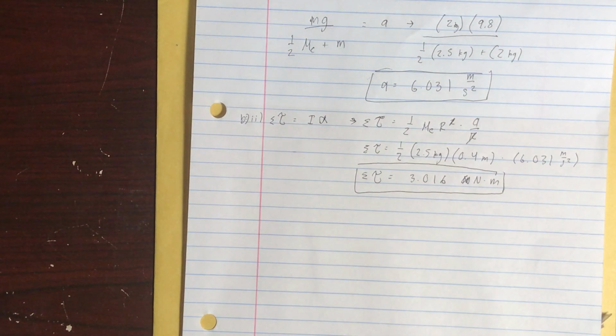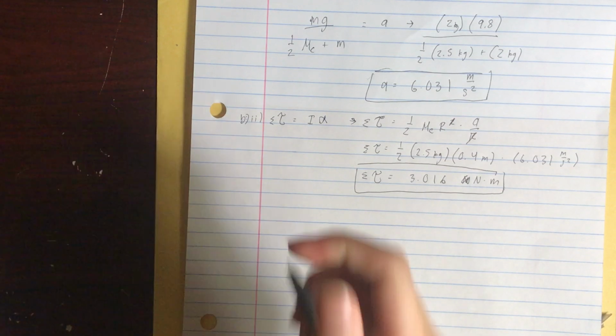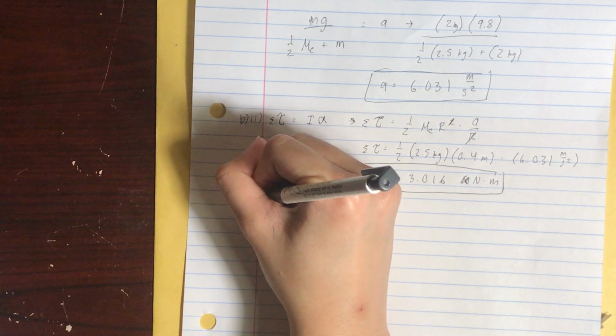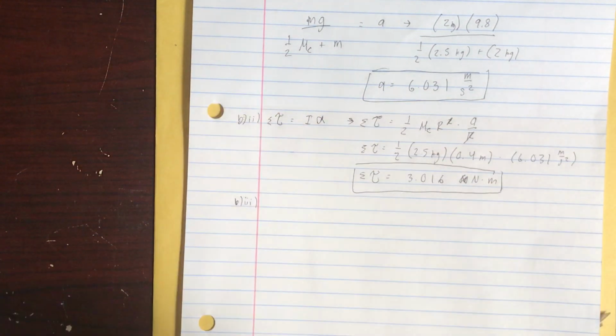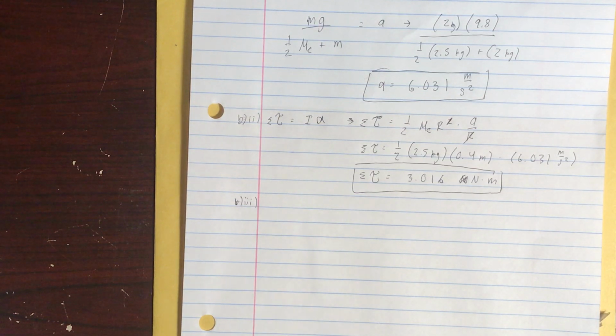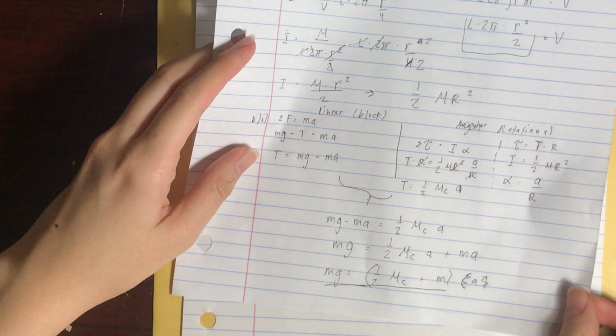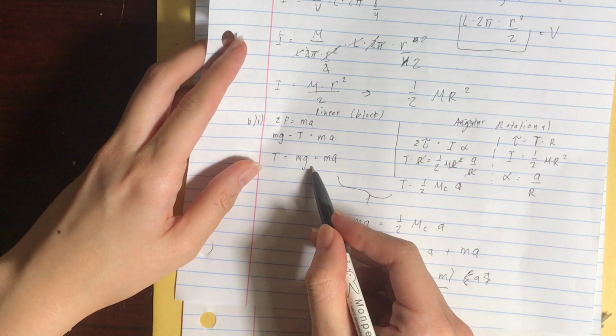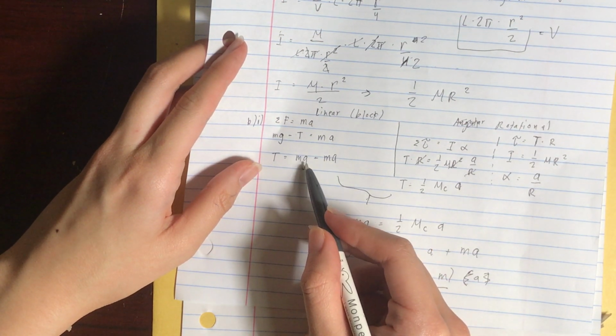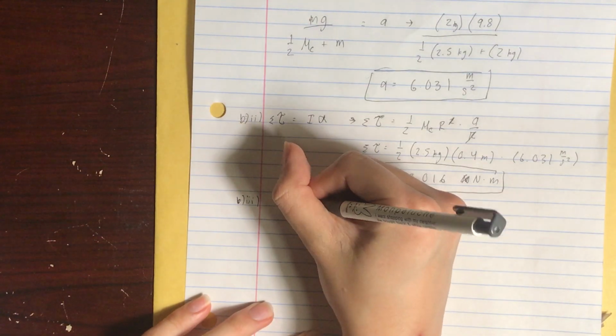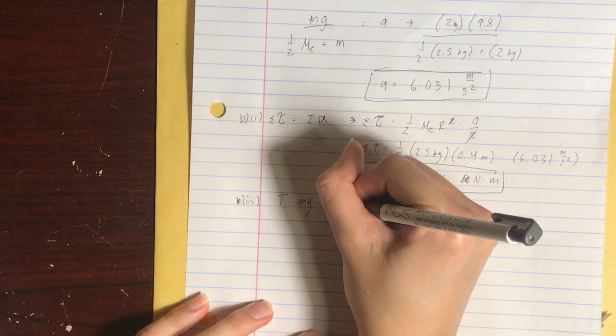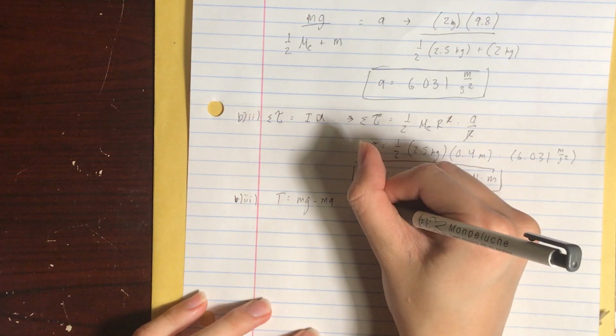And then for part B3, it's asking us to find the tension in the string. We also already have a relationship for that, which is T equals mg, the mass of the block times gravity, minus the mass of the block times acceleration. So we'll write that again: T equals mg minus ma. We'll plug in everything we know.